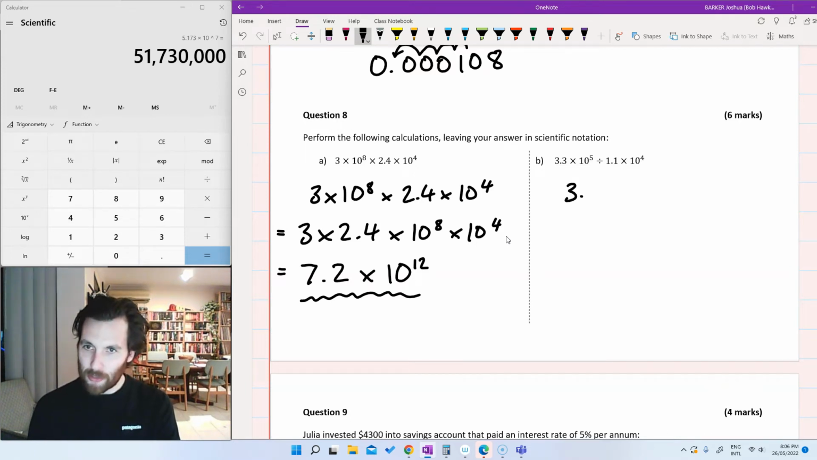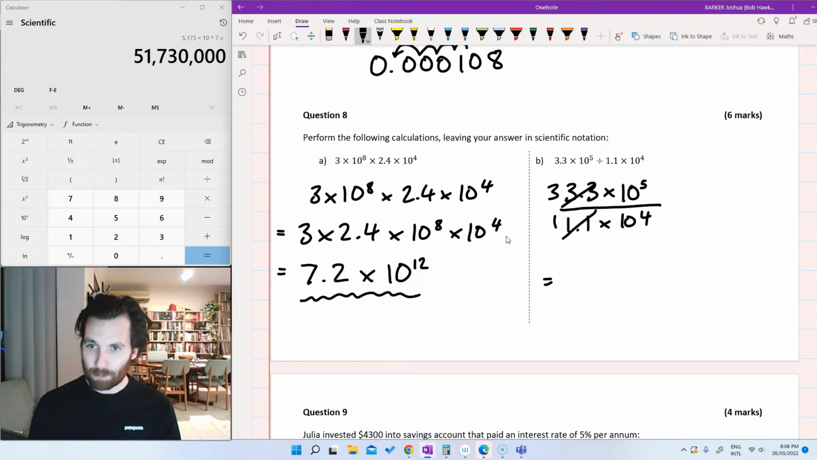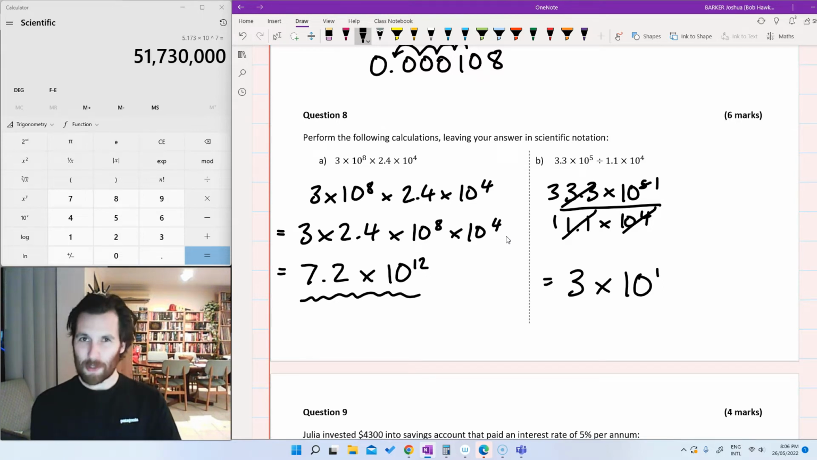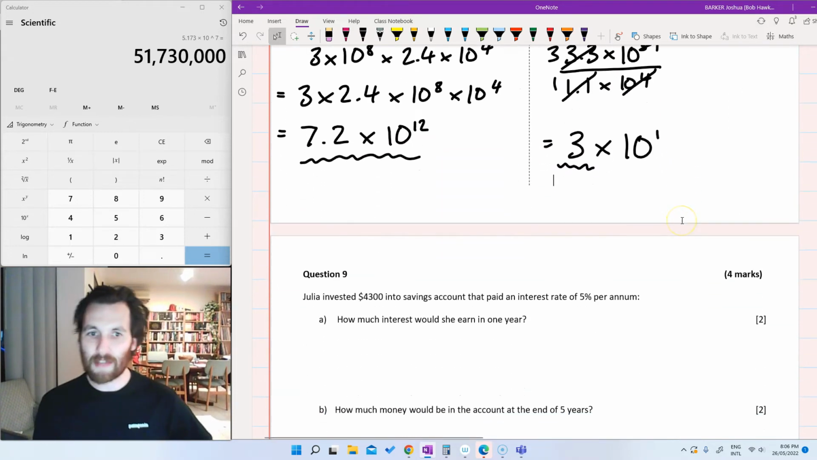We've got 3.3 times 10 to the power 5, and that's being divided by 1.1 times 10 to the power 4. So what I'm going to do for this one is say, well, 3.3 divided by 1.1 is 3. And 10 to the power 5 divided by 10 to the power 4 is 10 to the power 1. So that simplifies to 3 times 10 to the power 1. For that one, you'd be tempted to write 30, but remember that the answer must be in scientific notation. So the number at the front has to be between 1 and 10. If it's asking for scientific notation, make sure you leave it as such.